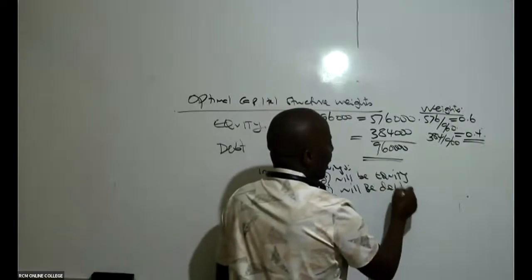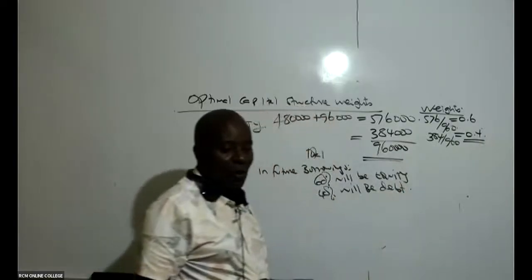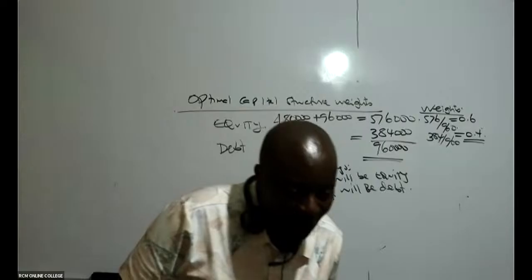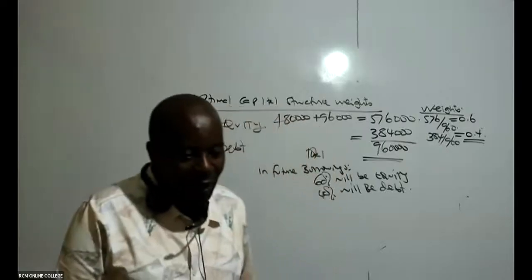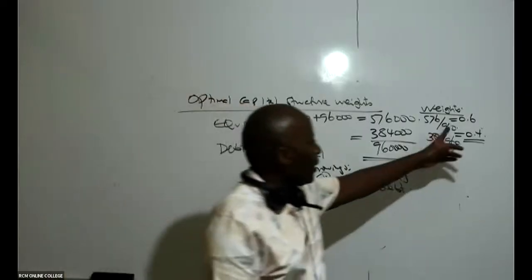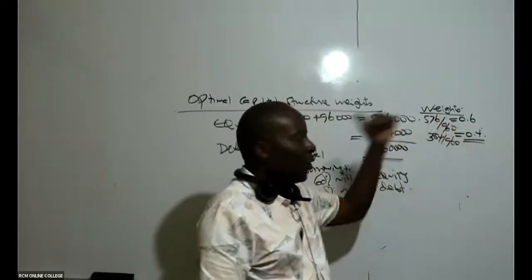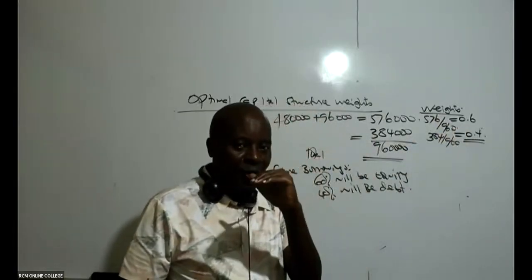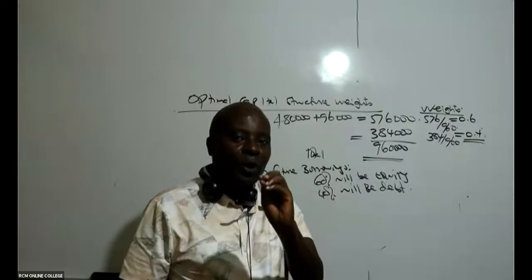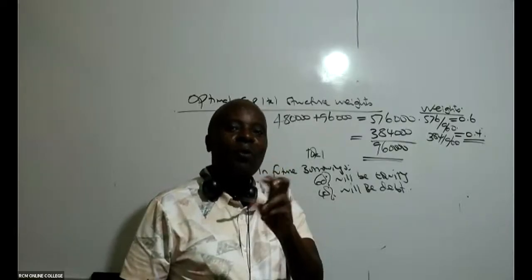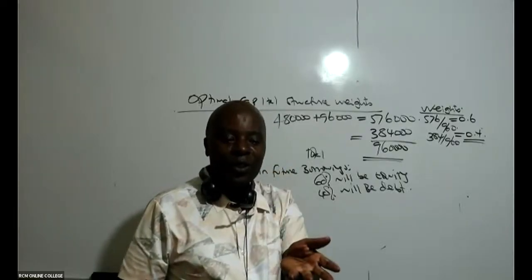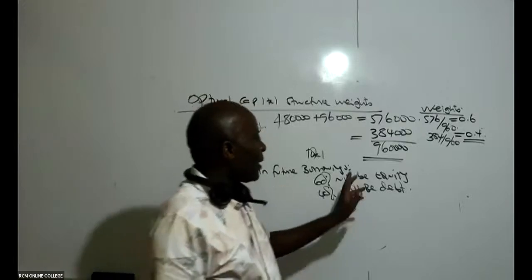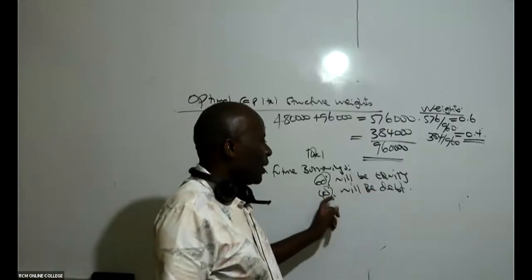Sijui kama tunaelewana hapo, that in future, because of this 60%, we have an optimal capital structure. And if it's optimal, it means best. We don't want to change from an optimal capital structure to a bad capital structure. So 60% will be equity and 40% will be what here?